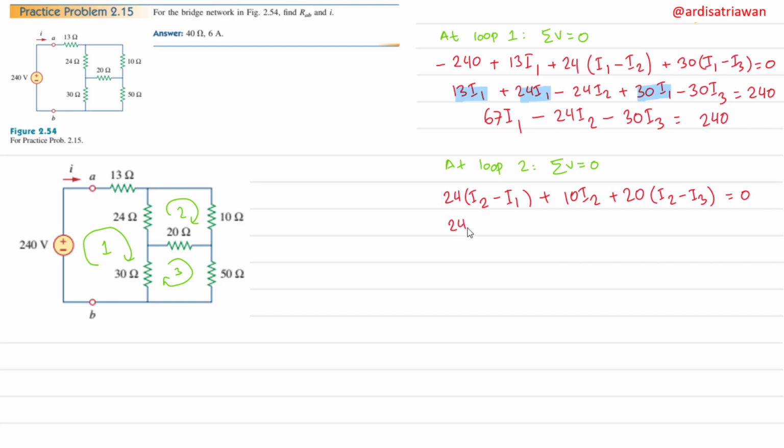Okay, let's distribute this. So 24 I2 minus 24 I1 plus 10 I2 plus 20 I2 minus 20 I3, and that will equal 0. And let's group all of them together. So all that have I2, highlighted: 30 plus this one, which is 54, right? So I will have minus 24 I1 plus 54 I2 minus 20 I3, and that will equal 0.